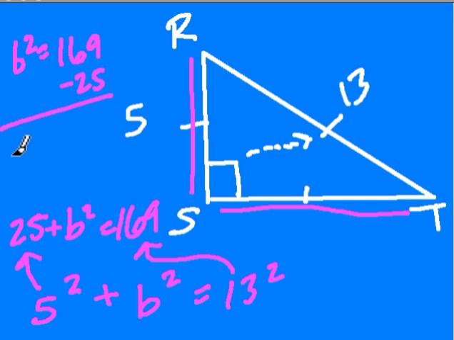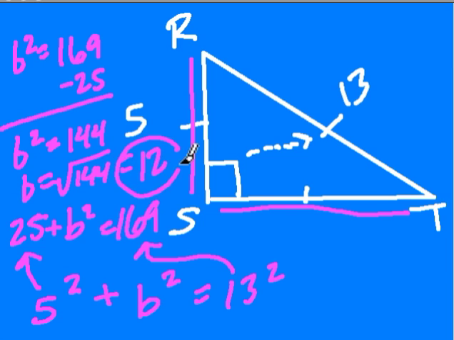So that means that b squared equals 169 minus 25. 169 minus 25, well, that's 144. So b squared is 144, and b would be the square root of that, which is 12. So in this case, b, this side right here, is 12.